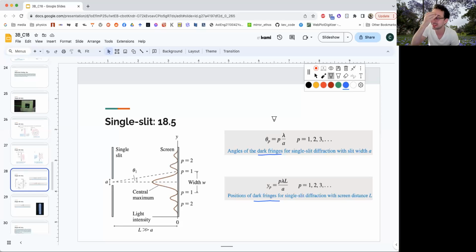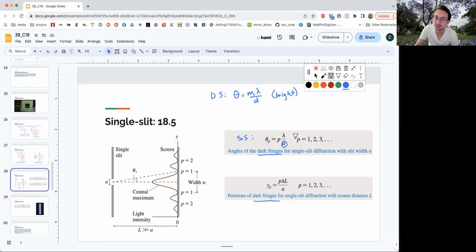It just so happens, but instead of using the gap between the two openings for the double slit that we call D, we've replaced it with this letter A, which is the width of the slit. So for a double slit, remember our formula for theta was m lambda over D, and this was for the bright spots for a double slit. And so for a single slit, to find not the bright spots, but the opposite, the dark spots, we use basically the same formula. P is some integer, lambda is the wavelength, and A is the width of the slit.